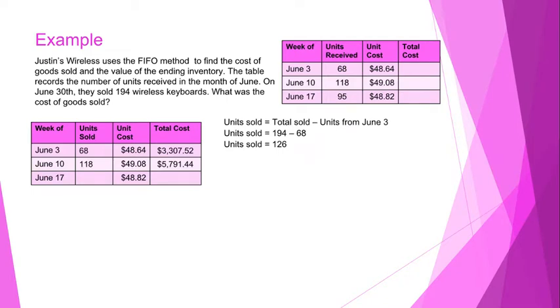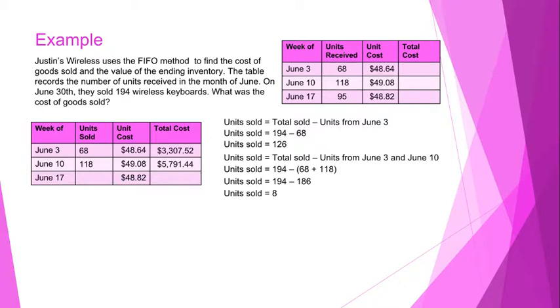How many more can we sell since we sold only a total of 194? So if we take our 194 and we subtract the total number that we've already sold, which is 186 when we add 68 and 118, we can only sell 8 more. So that means on June 17th, of the 95 we received, we only sell 8. Then the total cost for June 17th is $390.56.